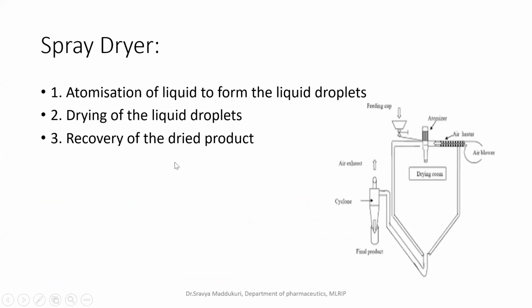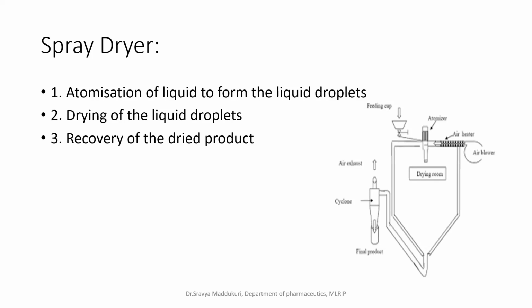Now, the next equipment that we are trying to learn is a spray dryer. Spray dryer is a very common equipment used in drying almost all kinds of pharmaceutical materials. For example, lactose is spray dried. What else? Spray dried zinc oxide, calcium carbonate. Almost all the pharmaceutical materials are dried using spray dryer.